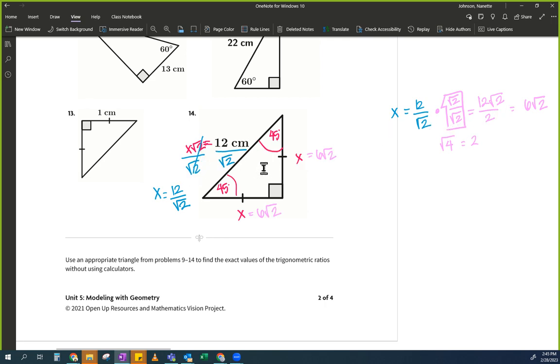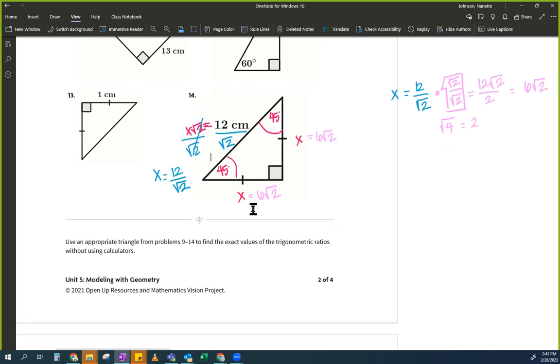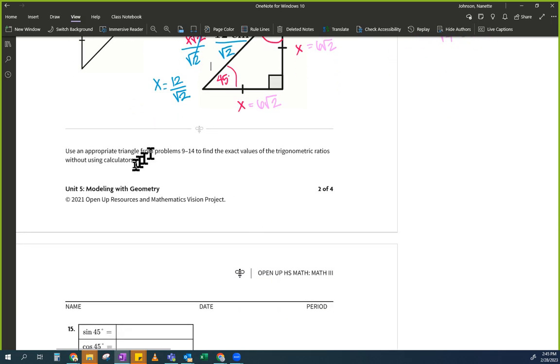So if you haven't practiced one for the 45, 45, 90, where they give you the hypotenuse and you have to find your legs, this is a good one to practice. And you'll start noticing patterns if you do enough of them. Okay, this one says, number 15, use an appropriate triangle for problems 9 through 14 to find exact values of the trig ratios.